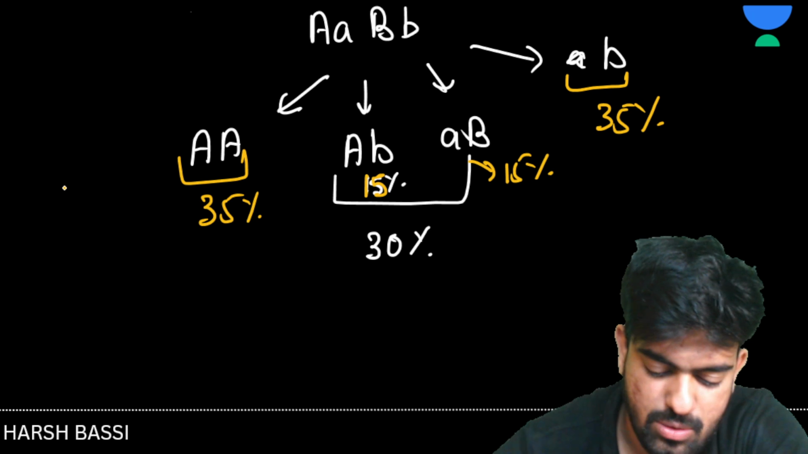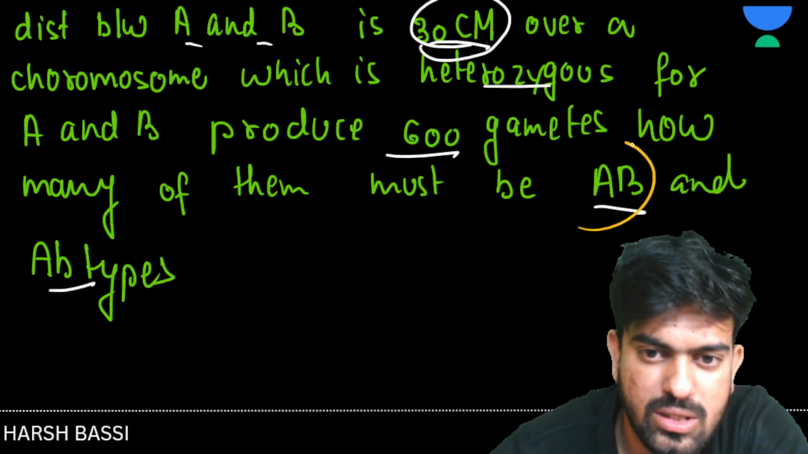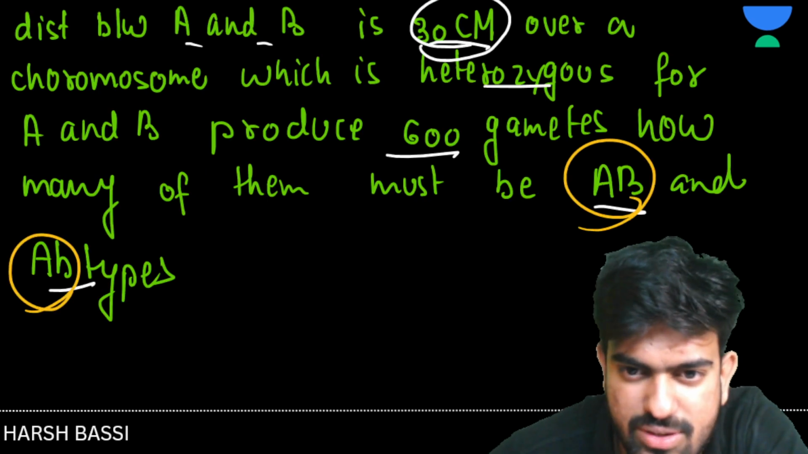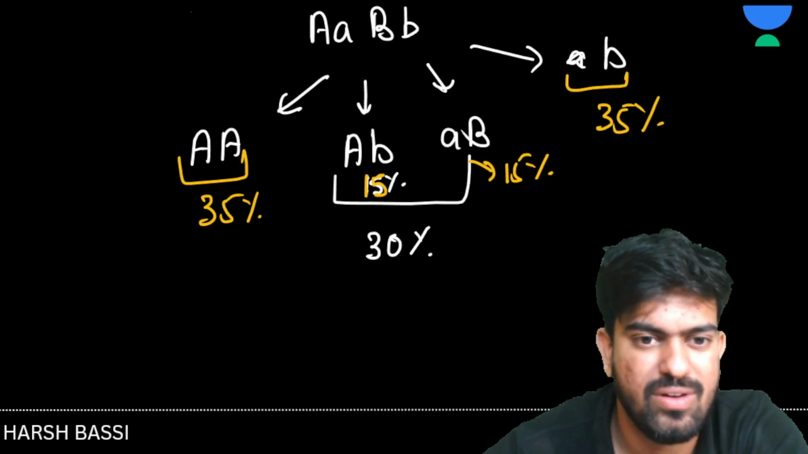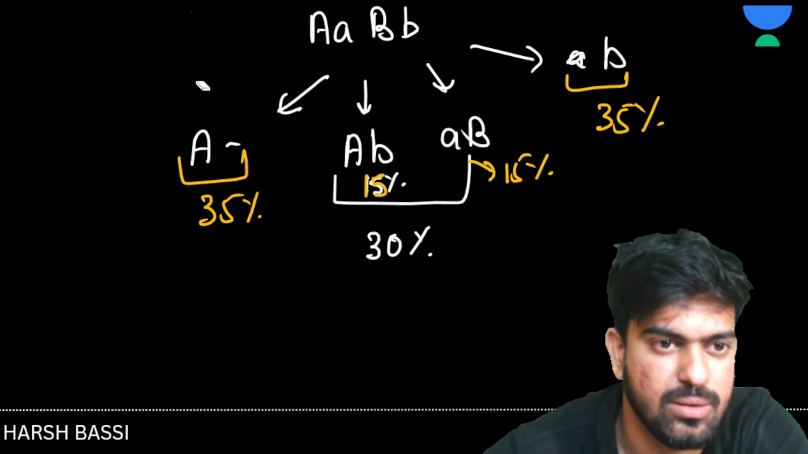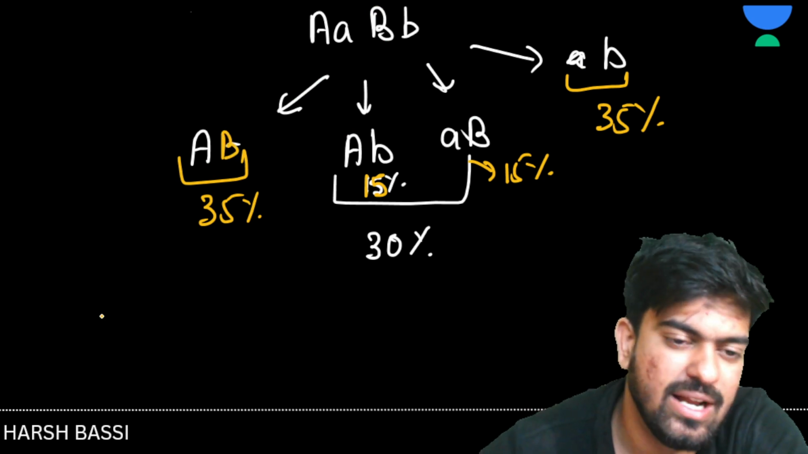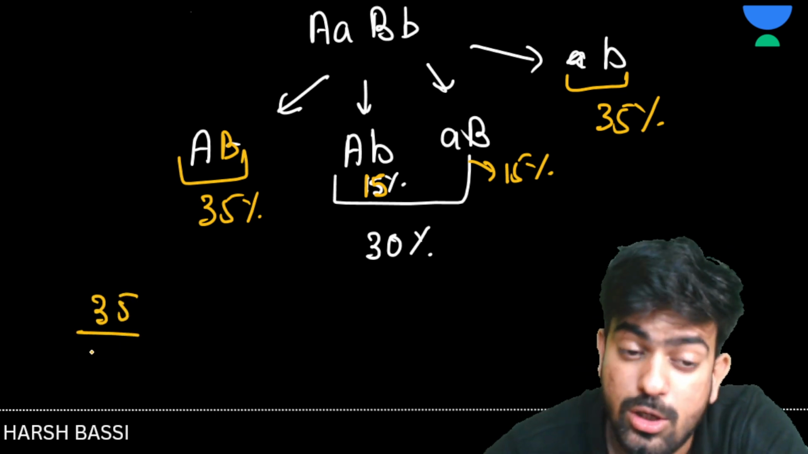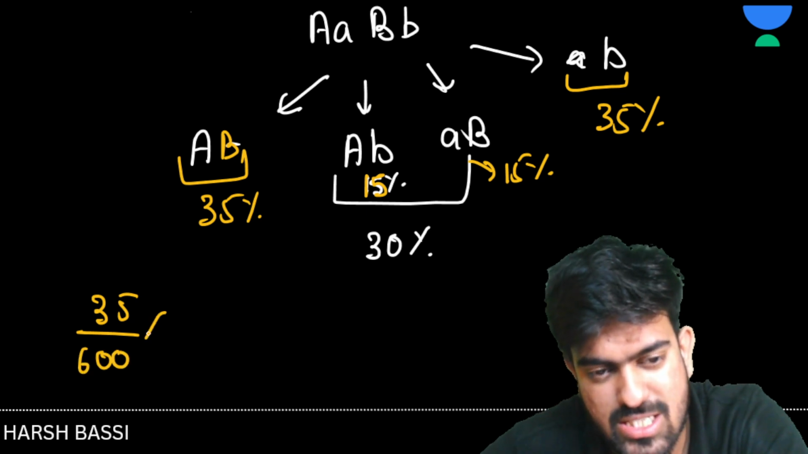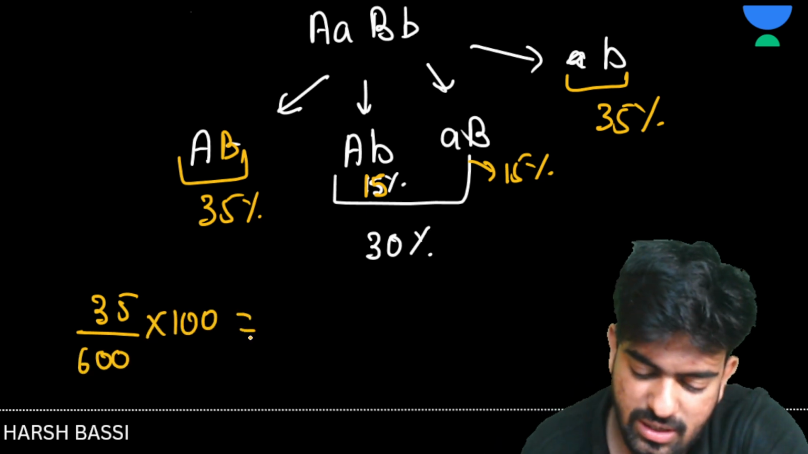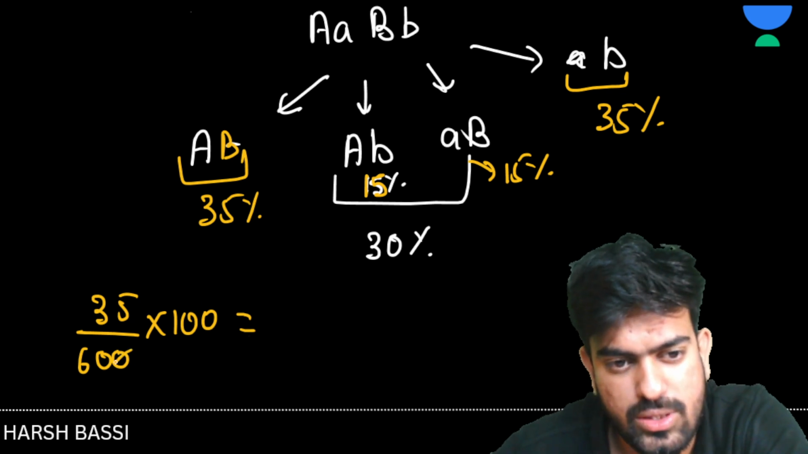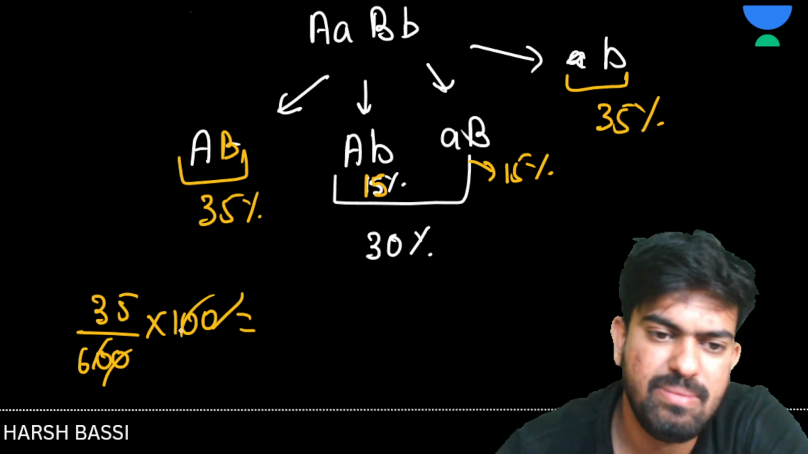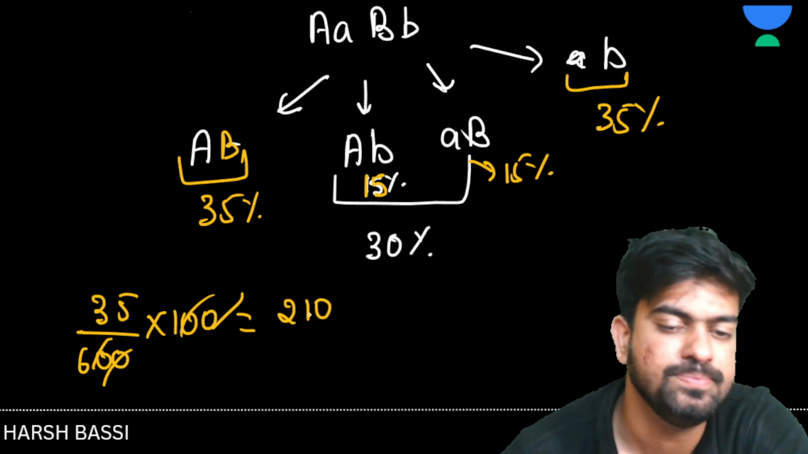So we have been asked about what? We have been asked about this and this. So A and B. Let's calculate 35 divided by total number of gametes, 600, multiplied by 100. It will give us approximately 210 gametes.